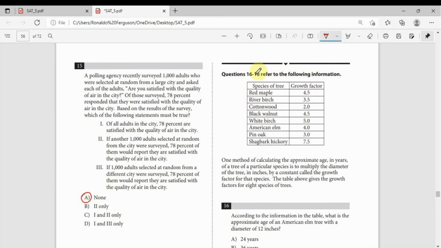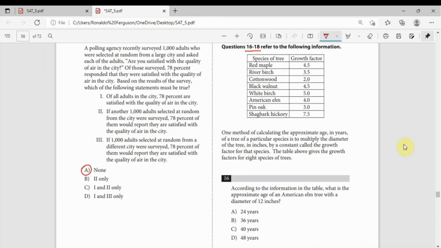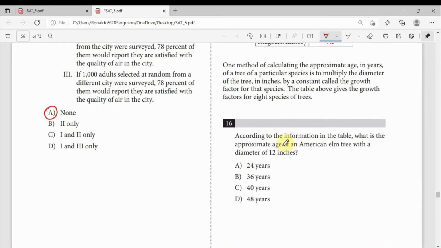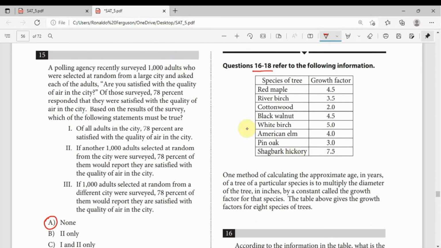Question 16, this refers to questions 16 to 18, all right? And it says one method of calculating the approximate age in years of a tree is multiplying the diameter of the tree by the growth factor. And they give us the growth factor in the table. So we don't need to read anything more. We just need to answer the question. It says, according to the information in the table, what is the approximate age of the American elm with a diameter of 12 inches? So all we're going to do is look for American elm.